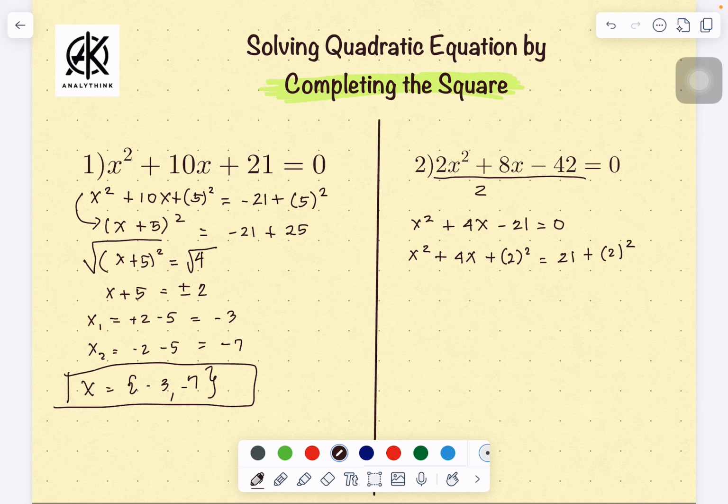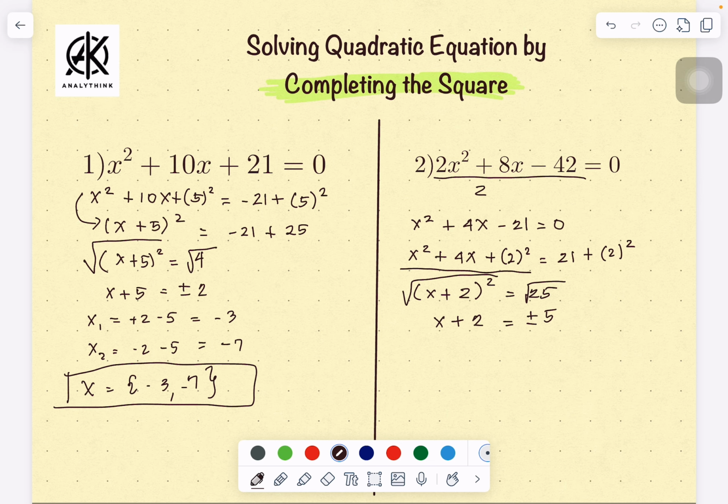Now factoring this trinomial, that would be x plus 2, squared. And then this one, that would be 25. And then take the square root of both sides: you will have plus or minus 5, and you have x plus 2 here.